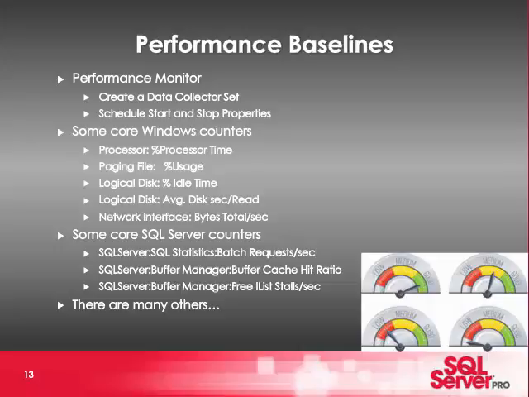Some of the core SQL Server counters you might want to look at would include SQL Statistics: Batch Requests per second. That basically tells you how busy your SQL Server system is. Buffer cache hit ratio is also an important counter. It tells you how many times SQL Server is able to get requests out of the buffer cache, and it's very important for this to be a very high rate. And then there's buffer cache free list stalls per second. That tells you how many times SQL Server can't get things out of the buffer cache and has to go to disk to find them. There are a lot of other counters that you can look at, but those are some of the core ones.